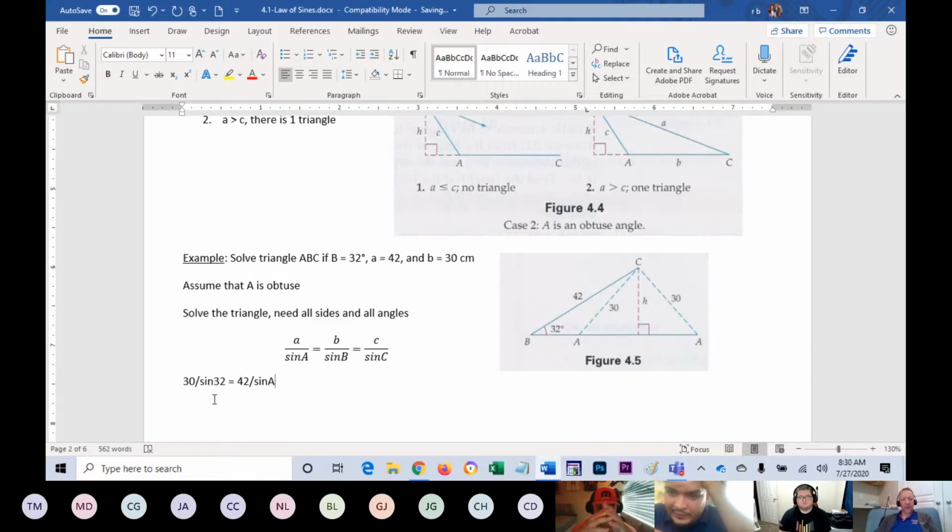So now, how would you solve for the sine of A? Would I have to use the inverse sine to move it to the other side? No, not to move it. So I would divide by.